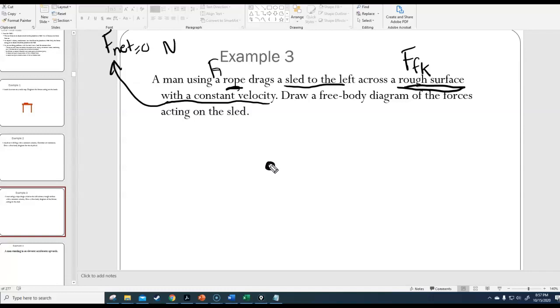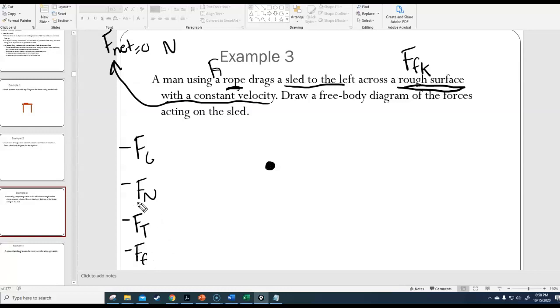Alright, so now I draw my dot. I run through my mental checklist a little bit faster now. I got the force of gravity going down. Is the sled on a surface? Yes, that means there's a normal force. In this case, the surface is the ground. Is there a rope or string? Yes, so there's tension. Okay, is there friction? Yes.